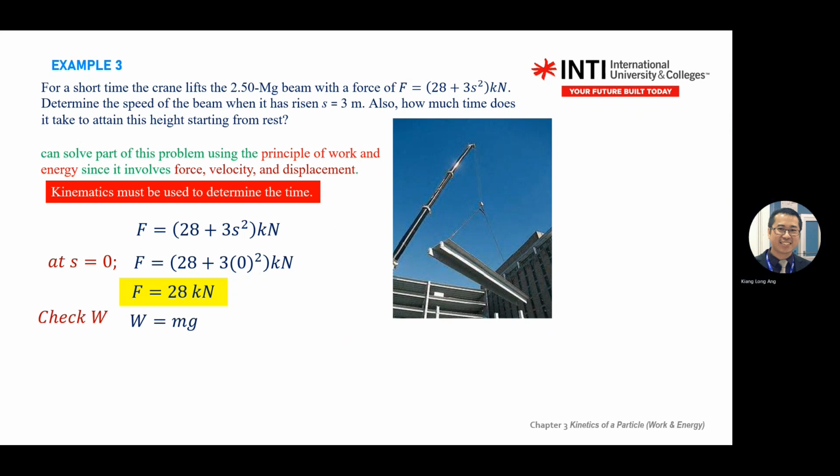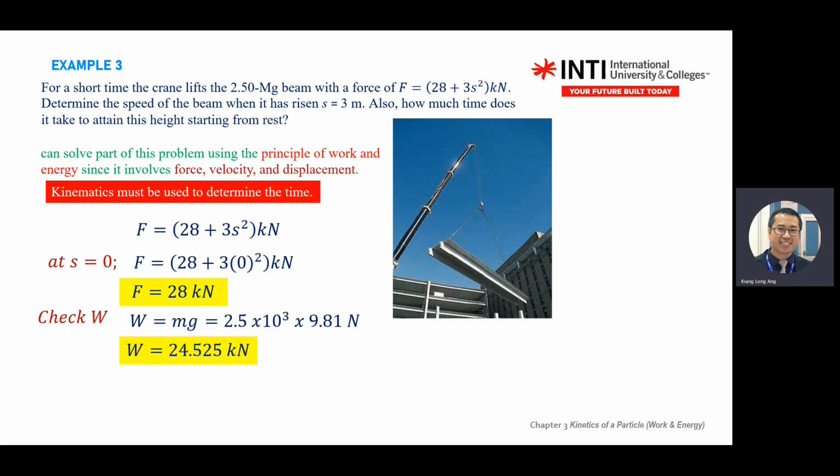Okay, we check the weight first. Weight equal to mg, so 2.5 times g. But it is 2.5 megagram. You want to find the weight, what is the weight value? This is megagram, not kilogram. You need to change to kilogram. Calculate also, don't look at your friend. Okay, you will get 24.5 kilonewton.